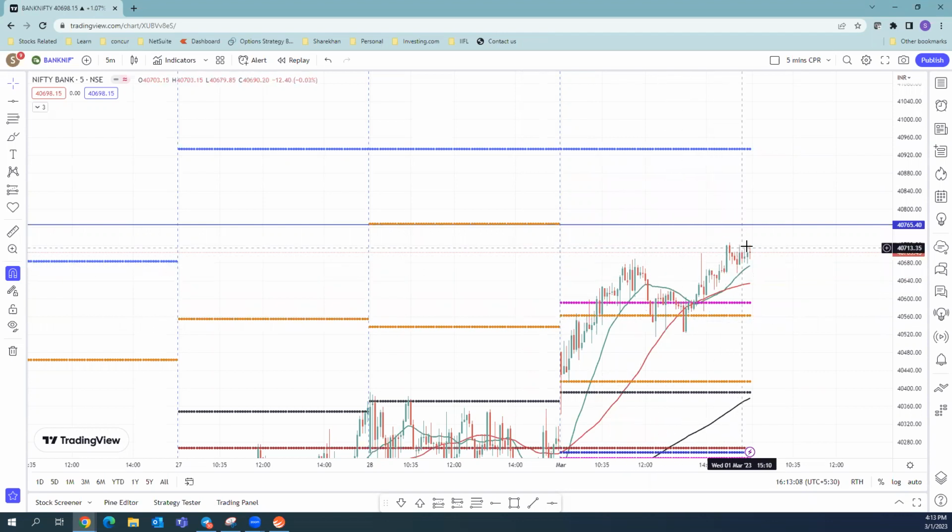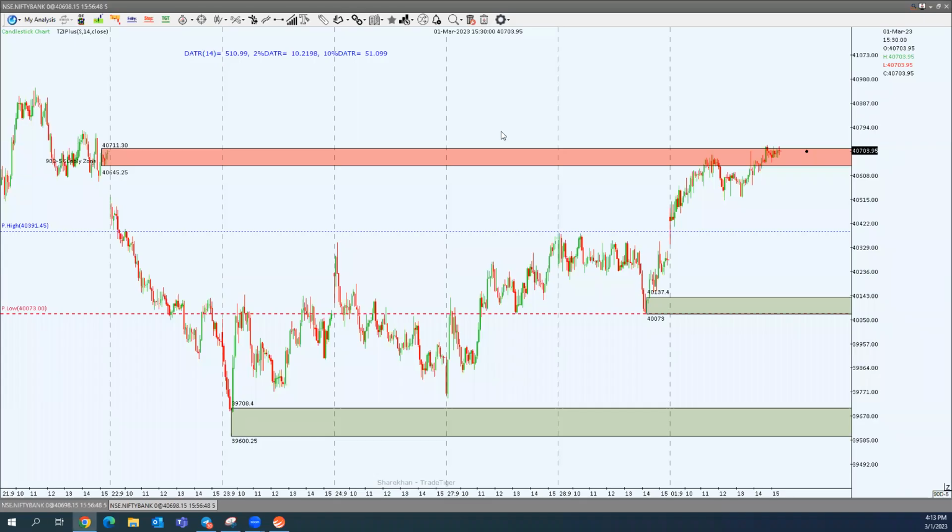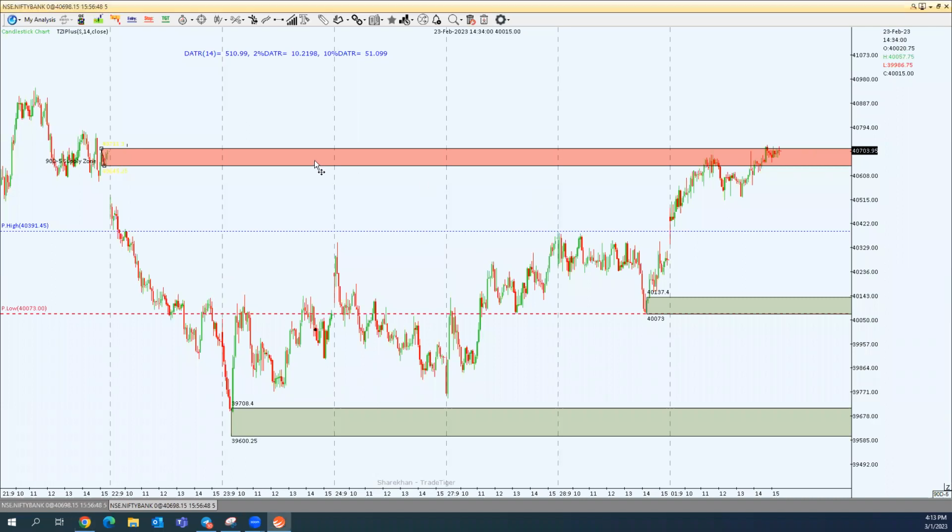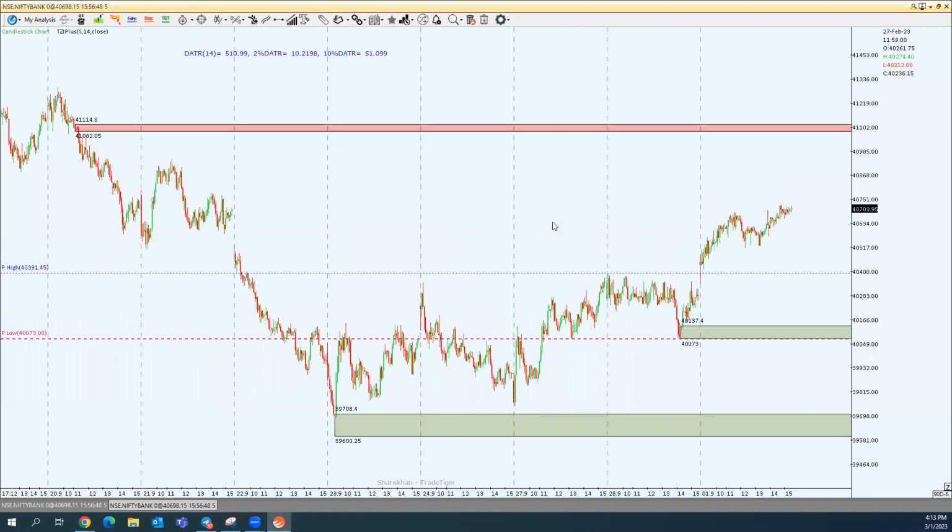So even though it didn't reach, or it didn't give us the movement as we expected, at least we are on the side of calls and we were never on the put side. We didn't make any wrong choice on that. So that is on Bank Nifty. Let us look at Nifty.